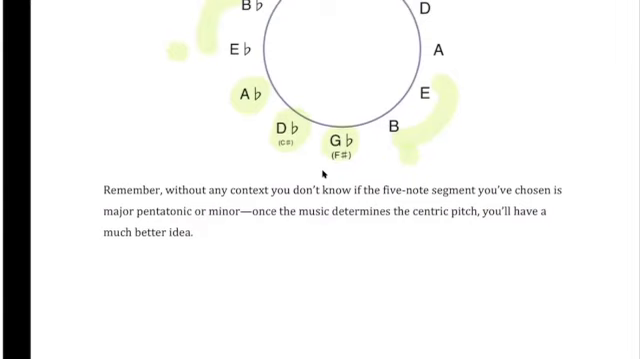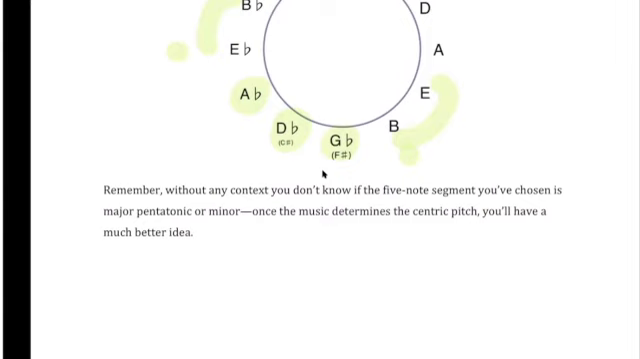And a last little PSA. Without any context, you don't know if that 5-note segment is major or minor. It's just a blob of 5 notes. You, as the composer or as the listener, have the power to determine the centric pitch. As a listener, the music will tell you the centric pitch. As a composer, you get to determine the centric pitch. And that will give the music its own kind of major-ish or minor-ish sound.